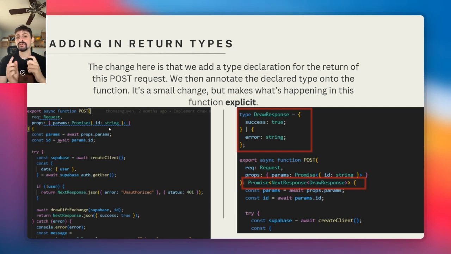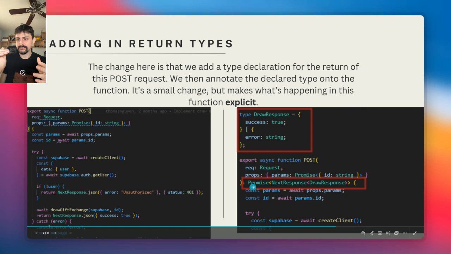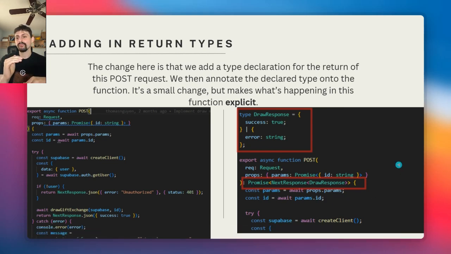That's because while we know what data we're putting into this post request, when we send it out and we get an API response back, we don't know the structure of that return. We don't know what data we're getting back. So if you look on the right, we can actually make a type. We're going to name it draw response. We're going to do a little TypeScript magic and say on a success, it's just going to be the value of true. And on an error, we're going to have a basic error string.